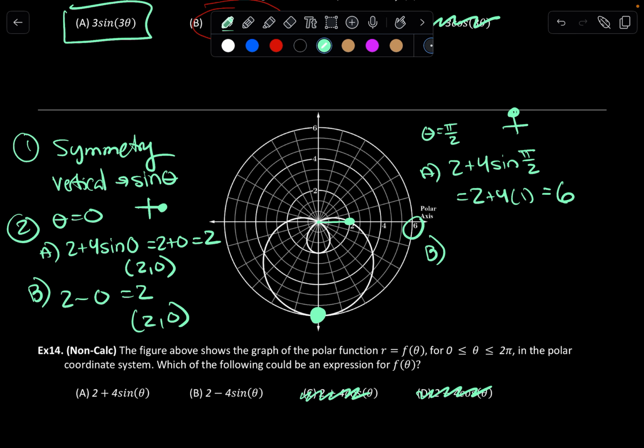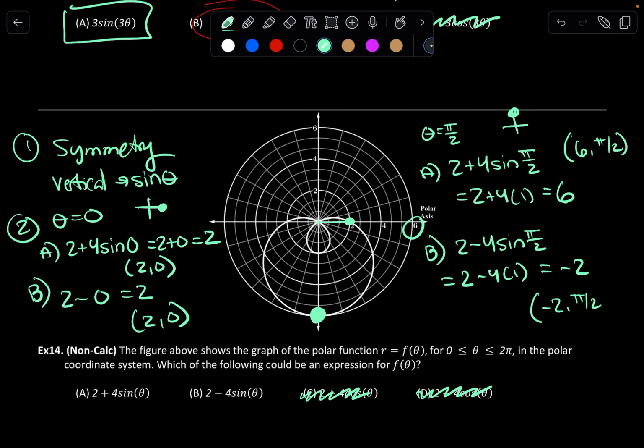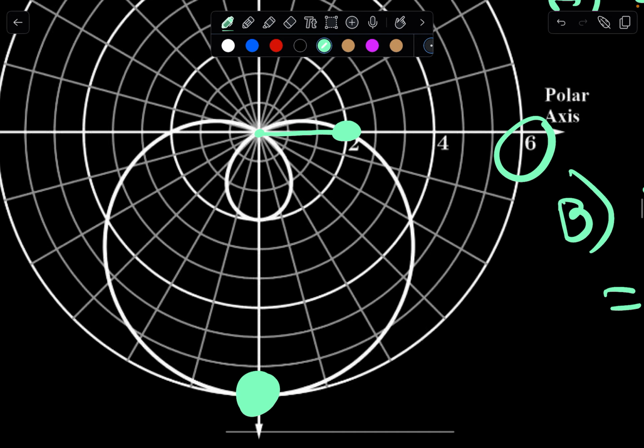For B, we have 2 minus 4 sine of pi over 2. Again, sine of pi over 2 is positive 1. So we have 2 minus 4 times 1, which is equal to negative 2. So for A, we have a polar coordinate of (6, pi over 2). For B, we have a polar coordinate of (negative 2, pi over 2). So let's think about this.